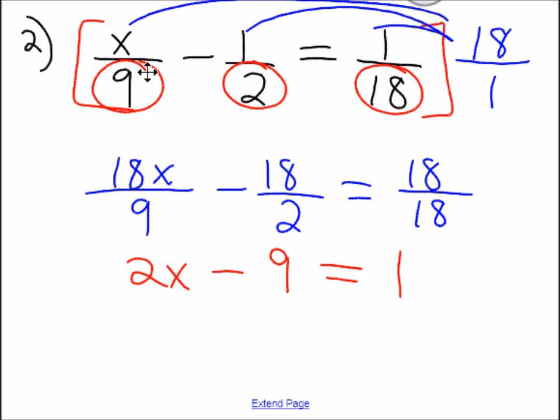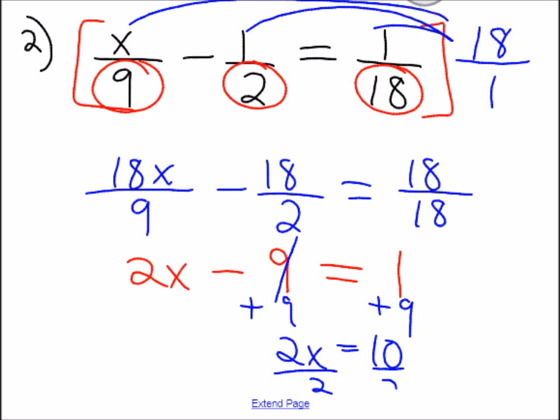At this point, we simply add 9 to both sides, divide both sides by 2, so x equals 5.